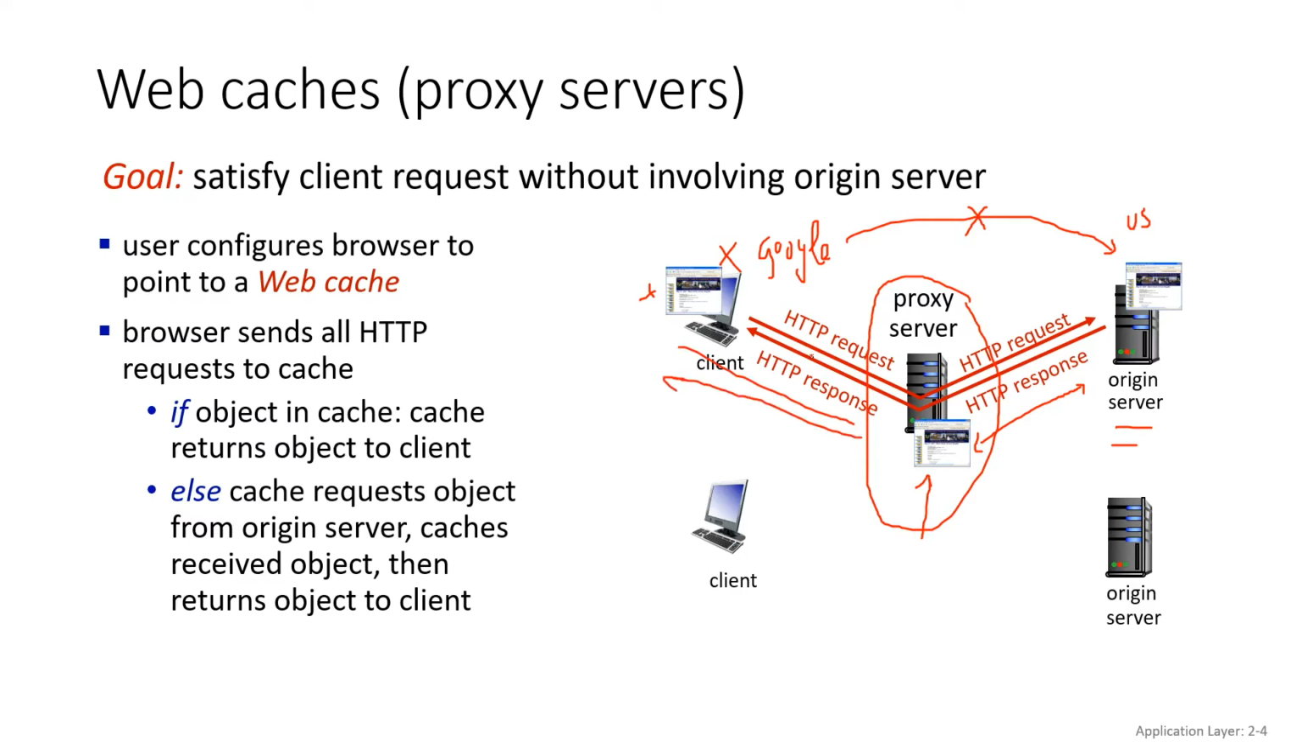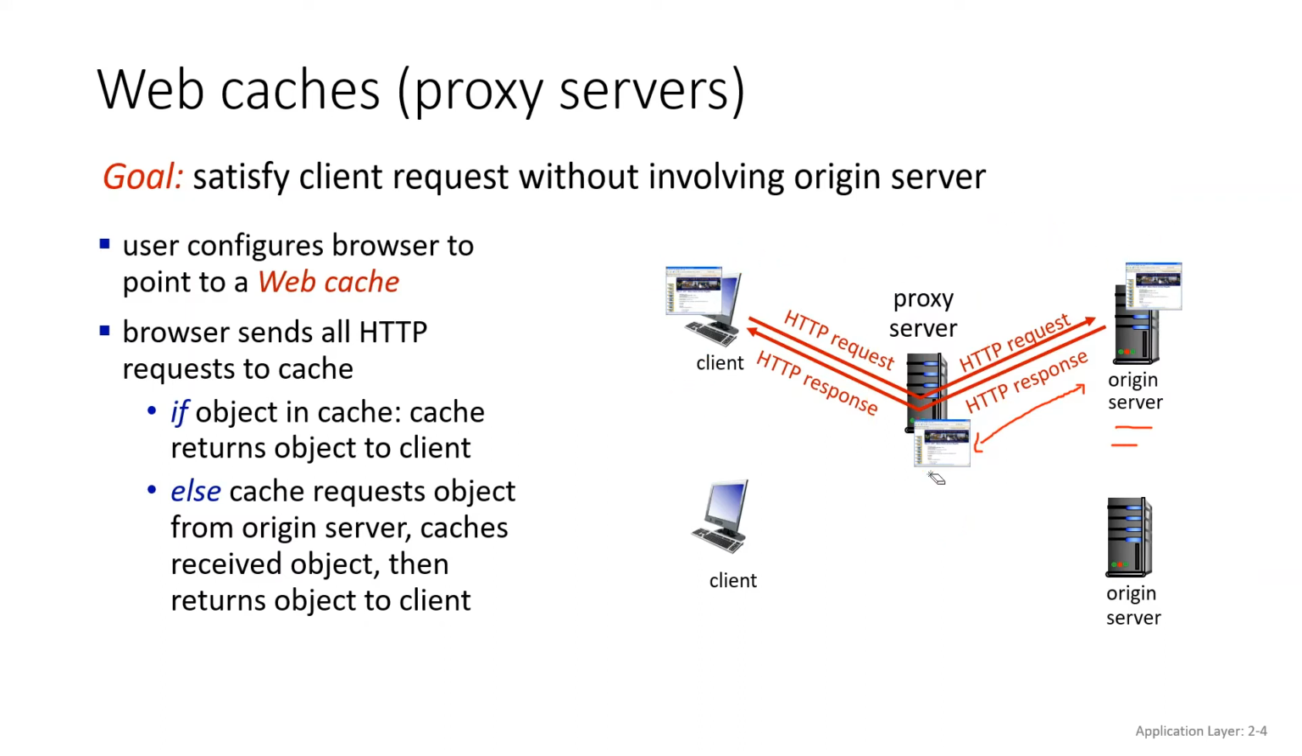It is quicker for the user to have a response from the proxy server, but the proxy server always still has to speak to the original server. So that's the main use of those caches or proxy servers. That's basically how they work, right? If the object is in the cache, then return that to the user. If it's not in the cache, then go and fetch it, return it to the user, and keep it just in case.